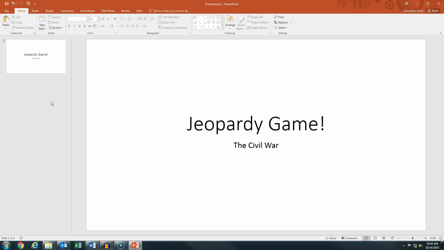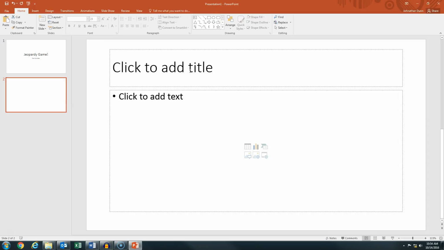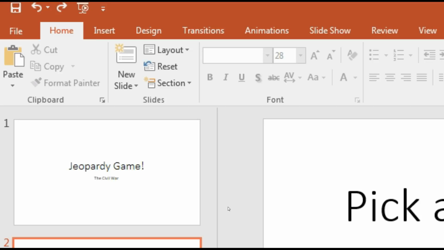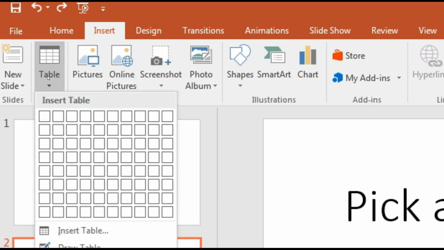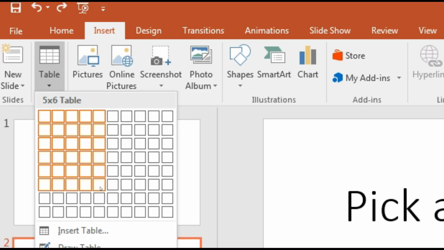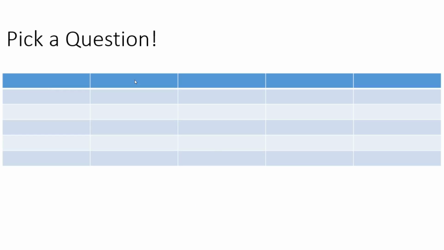Next, right-click below the slide on the left side and select New Slide to add a new slide. We want this to be our game board, so we'll label it something like Pick a Question. Then, we'll want to create our board. It can be created by pressing Insert, Table, and then choosing our table dimensions. A standard Jeopardy board is 5 by 6. You can add text to each cell on the board by clicking on them.